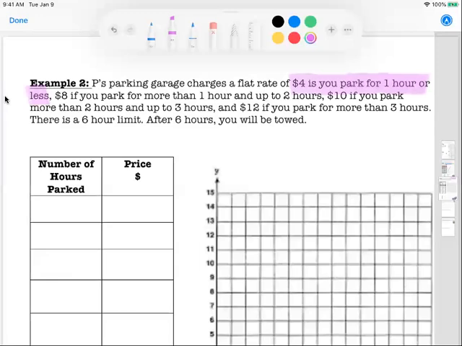Okay, so $8 if you park more than 1 hour and up to 2 hours. Okay. Highlight that in a different color. So 8, that's our second part, up to 2 hours. $10 if you park more than 2 hours. Okay. And up to 3 hours. And then $12 if you park for more than 3 hours.